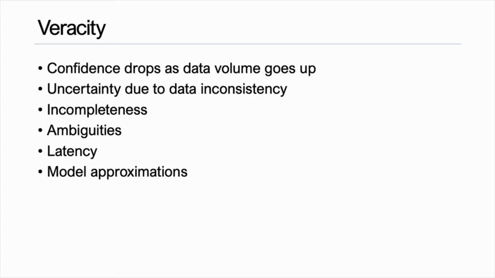And then the last V that's less talked about, but it's gaining traction a little bit, is Veracity, which refers to the confidence drop as data volume goes up. So as you have more data being collected, for instance, we'll talk about COVID-19 data, there's a lot of uncertainty, mainly due to the inconsistency in which the data is being reported. So you could have one hospital just messing up date of birth, for instance, month and dates messed up, and that's easy to correct.